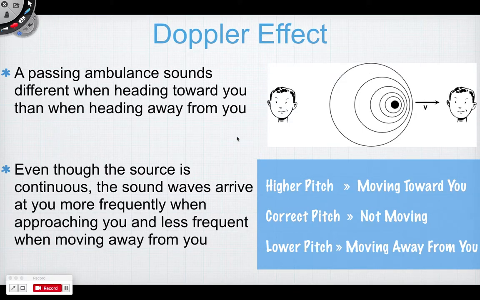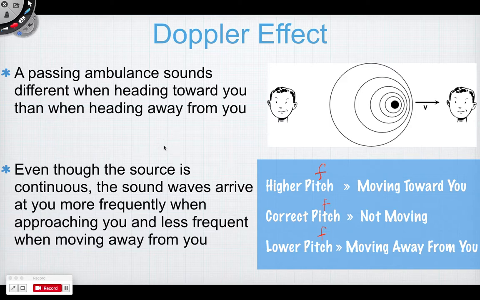Last thing in this chapter is the Doppler effect. I can't recall right now off the top of my head whether this is AP exam material, but this is a good thing to know. You hear an ambulance pass by, but it sounds different when it's heading towards you than when it's going away from you. Why is that? Well, it turns out that a higher pitch or higher frequency is made when it's moving towards you, and a lower pitch or frequency when it's moving away from you. So the source of the sound is continuous.